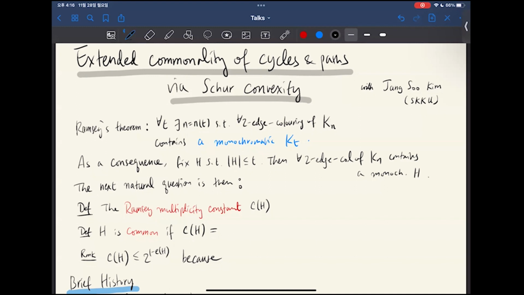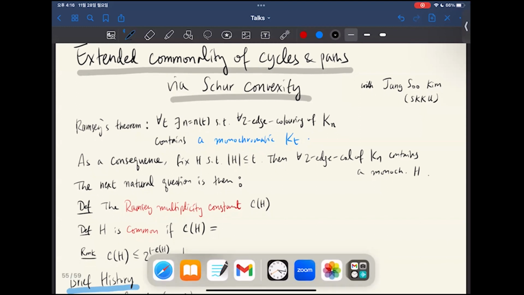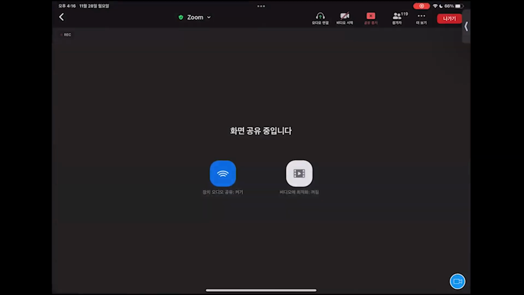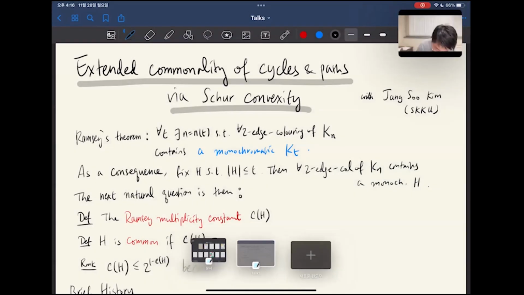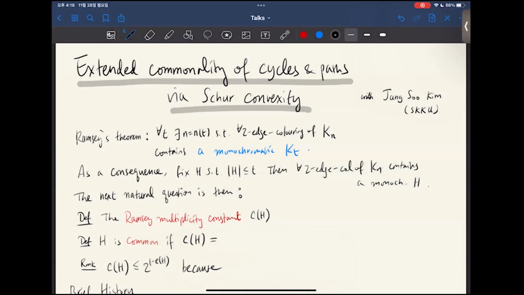Is there an echo here? Maybe I should turn my... I didn't turn anything on. Okay, so if this is fine, then I'll continue.